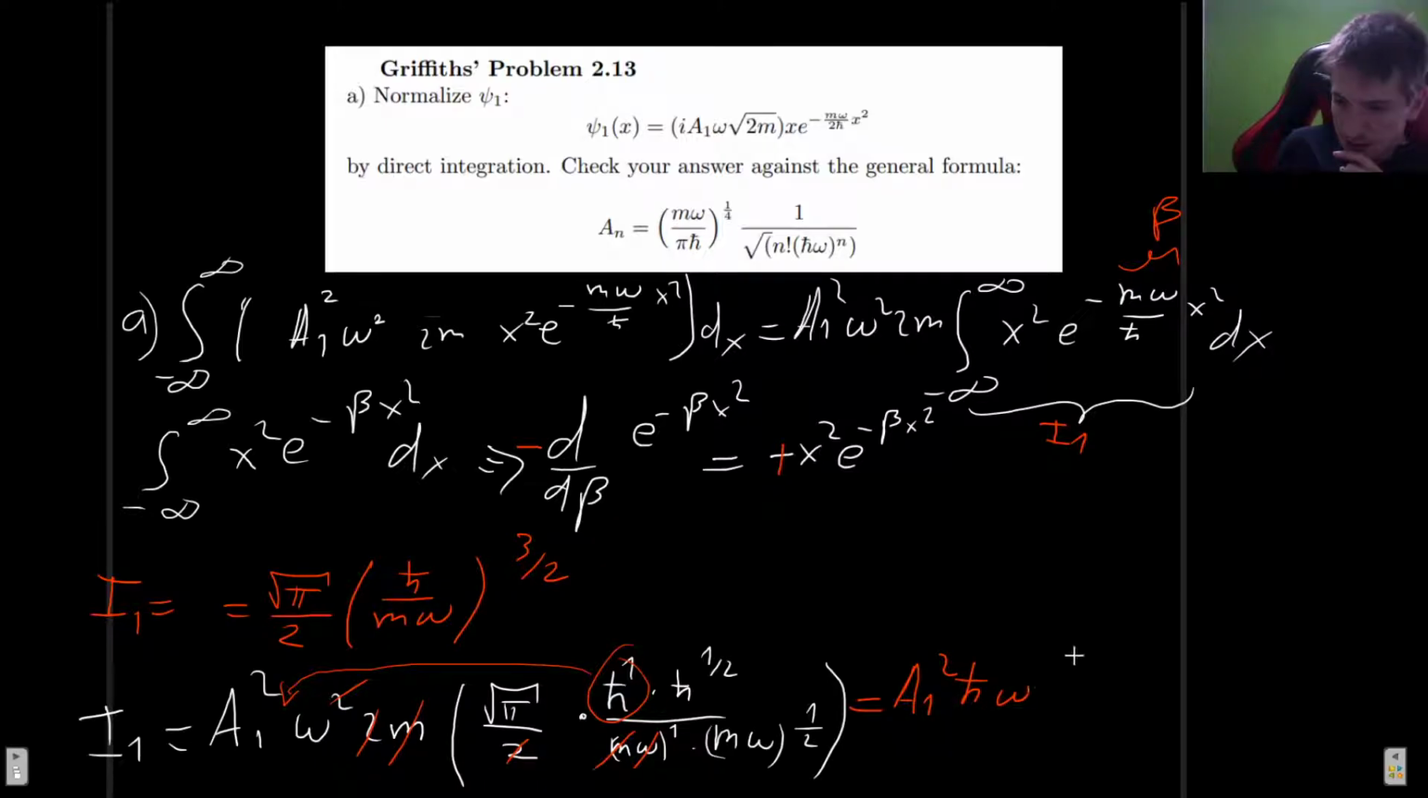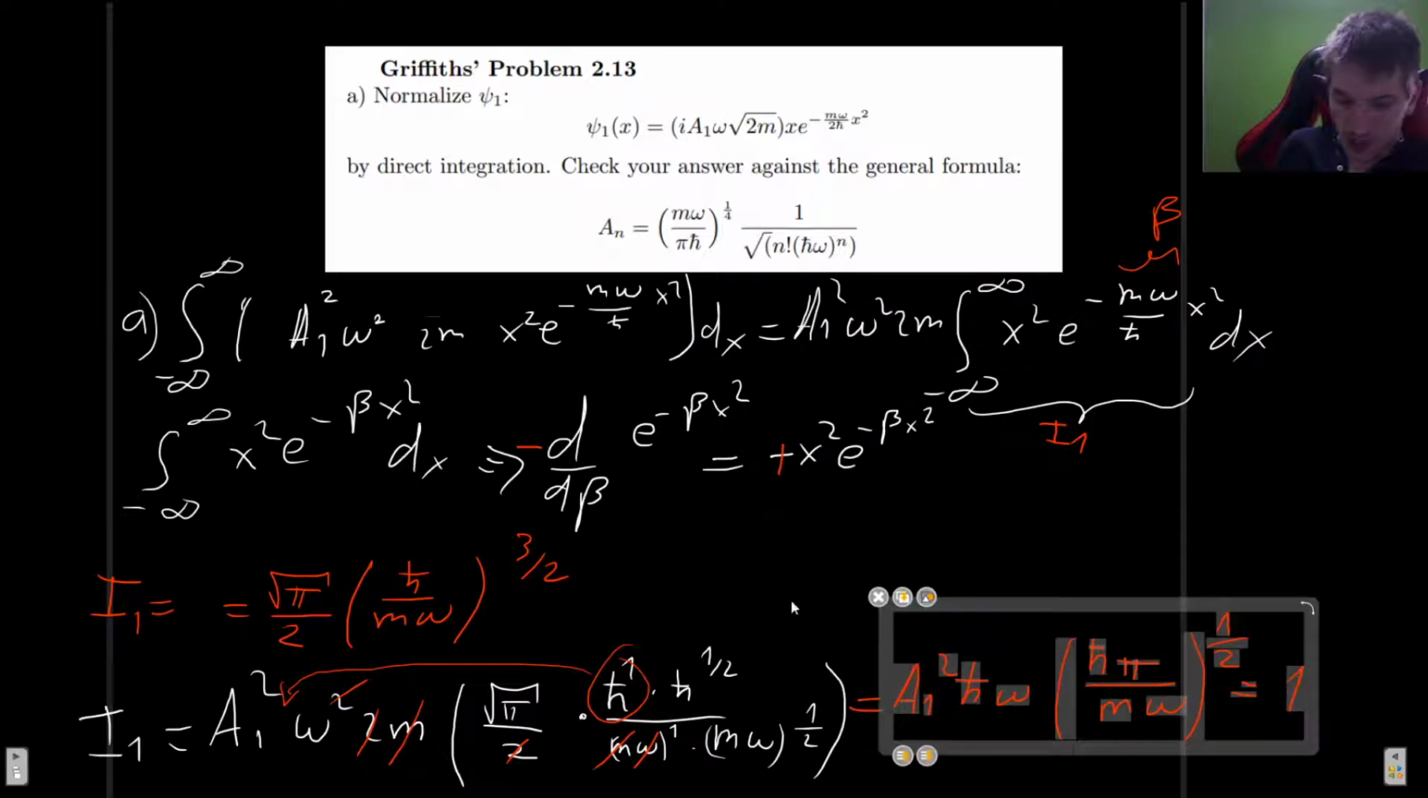Is that it? Yeah. Okay, this multiplied by h bar omega divided by h bar pi. Okay, so h bar pi divided by m omega to the 1/2 power. Okay, so this is what we get here, and this has to be equal to 1. So from this, I'm just going to go to the next page. I don't really want to get my slide here too messy.